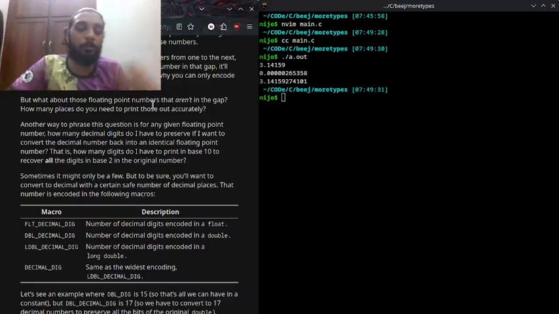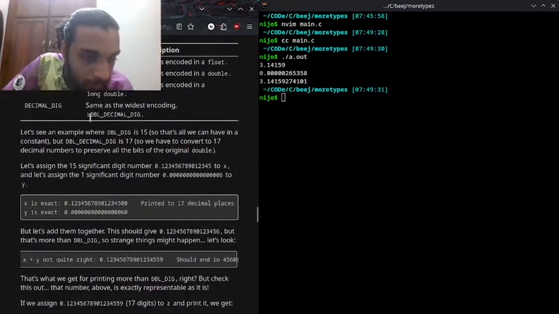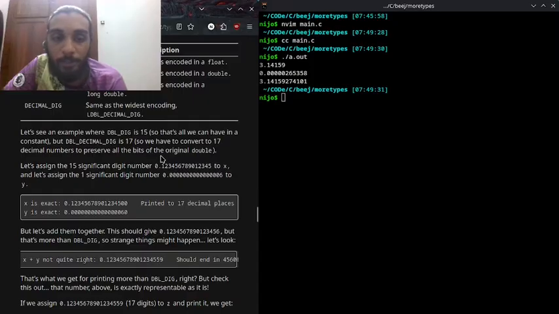That number is encoded in the following macros, where DBL_DIG is 15. So that's all we can have in a constant. But DBL_DECIMAL_DIG is 17. So we have to convert to 17 decimal digits to preserve all the bits of the original double.